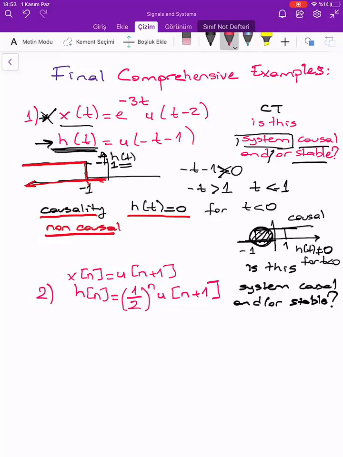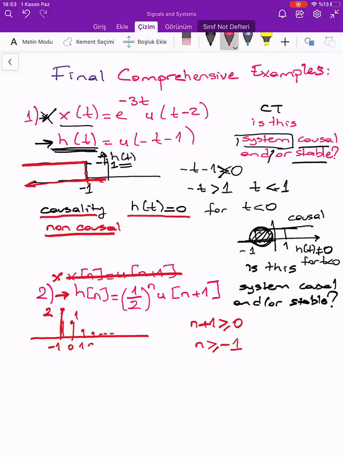So for the second question, I do the same thing. I don't look at this. I focus on h of n. For h of n, I do the same thing for me to practice h of n like that. For n plus 1 greater than 0, n should be greater than minus 1, okay? So for minus 1, it is 2. Then for 0, it is 1, 1 over 2, 1 over 4. This is minus 1, 0, 1, 2. This is n, okay? This is h of n.